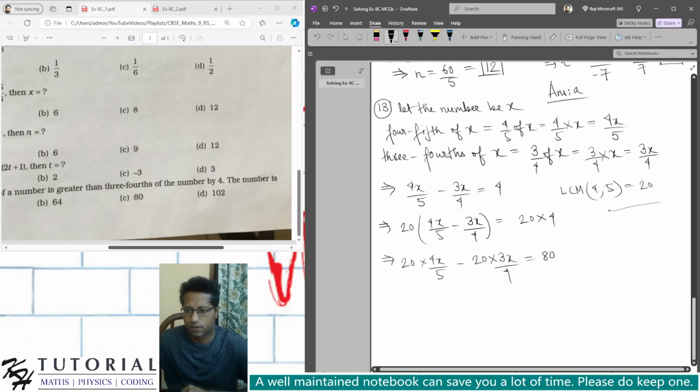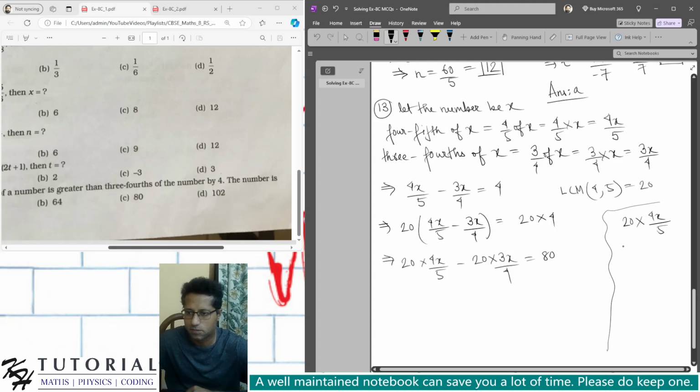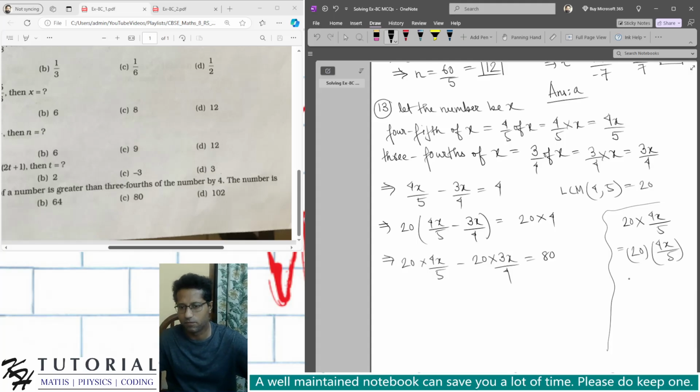Now please note one thing, that sometimes I write the expression 20 when I'm doing the product of 20 and the binomial 4x by 5 minus 3x by 4. When I am applying the distributive law of multiplication over subtraction, I am writing as 20 multiplied by 4x by 5. Sometimes I will also write this expression like this: 20 multiplied by 4x by 5. These two mean the same thing. Sometimes I will use brackets and sometimes I will use the multiplication symbol. I hope you will understand that.